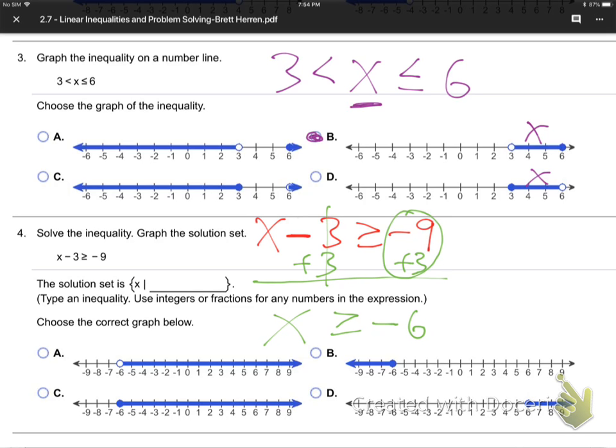So is the shading going to be to the right of -6 or the left? To the right. X is greater. So greater things are always to the right, aren't they? Yeah. Don't let the negative throw you off. It's going to be to the right of -6. Greater numbers are always to the right. Lesser numbers are always to the left.